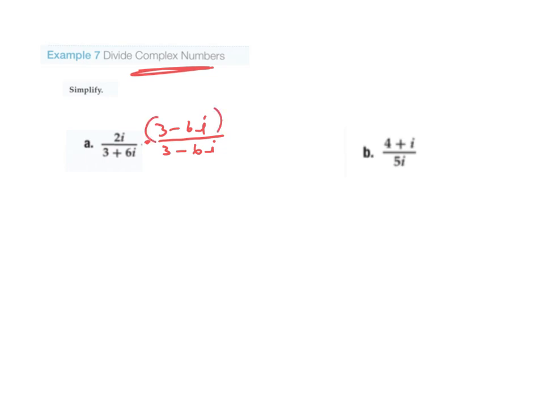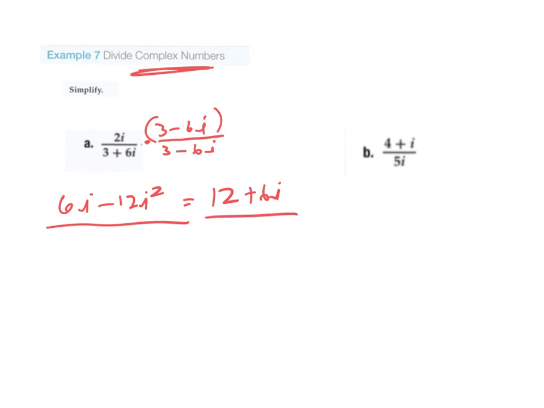So 2i times 3 is 6i, and 2i times a minus 6i will be a minus 12, and once again we get i squared. Well, i squared is really a negative 1, so negative 1 times negative 12 is a positive. So I have a positive 12, and I'm going to put it in the correct order, number before letter. And so there's my numerator.